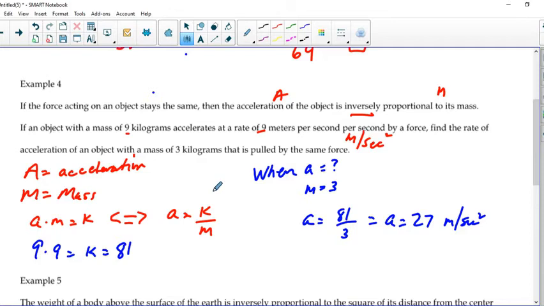Okay. Think about our stuff that we did in Unit 3 with the word problems. Notice that the mass decreased by a factor of 3 and the acceleration increased by a factor of 3. And that makes sense because it's got to be inversely proportional. One increases, one decreases.